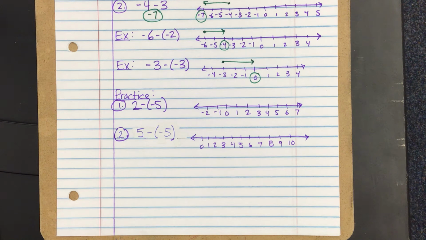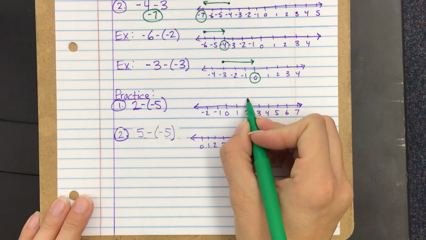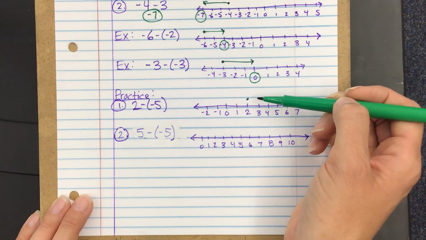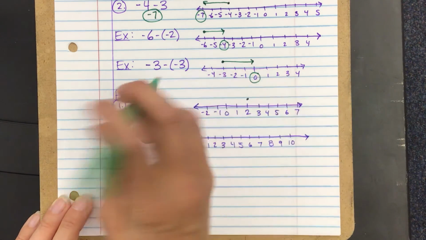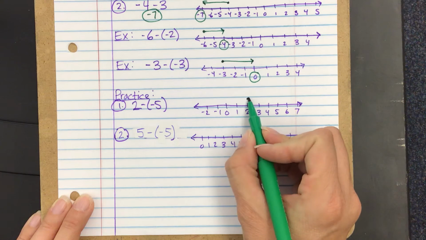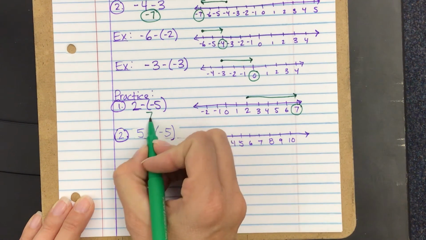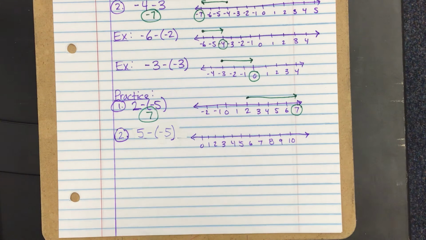first one. What did you guys get? 7? Is that what everyone got? Yeah. You're good? Okay, so we start at 2. If I was going to take away, I'd go this way, but I'm doing the opposite, so I'm going to go this way, 5 spaces. And I'm going to land at 7. Good. What about the next one?